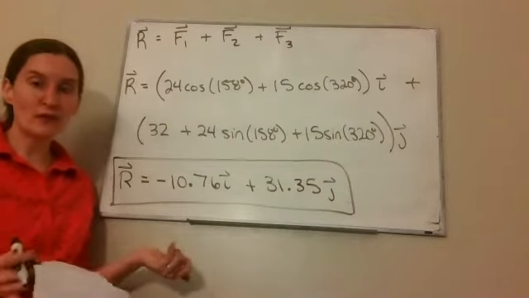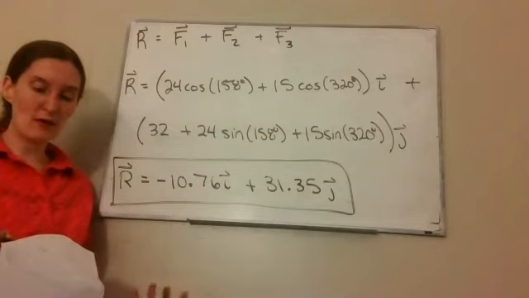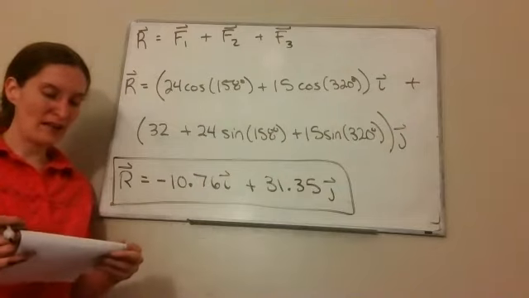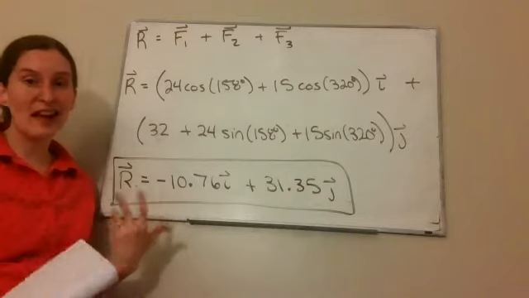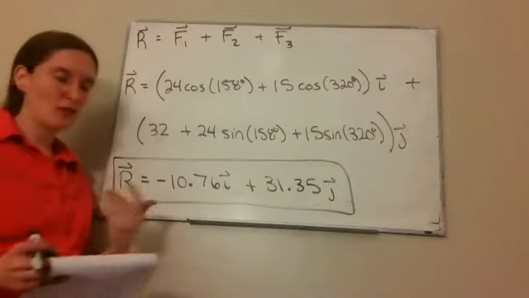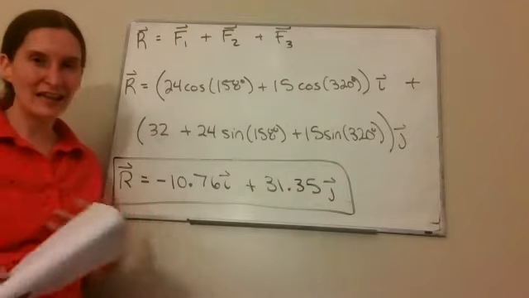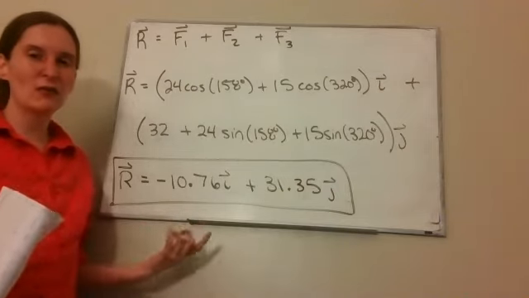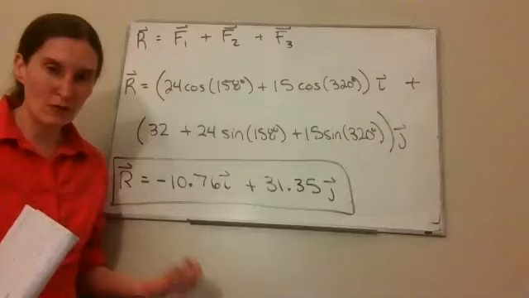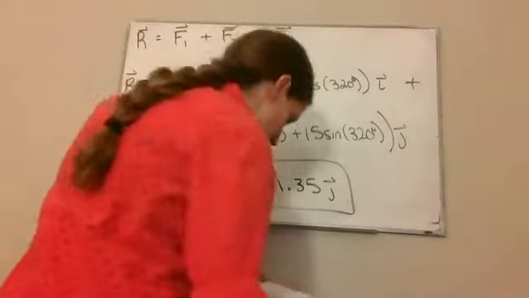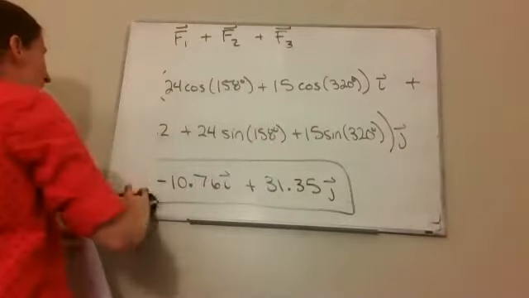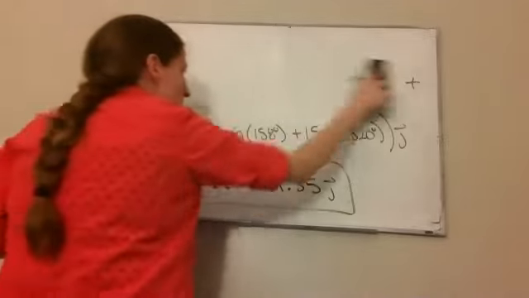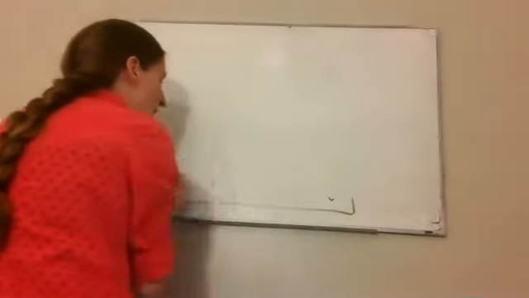Now, if this resulting force happened to equal 0, that would be when we say that our object is in static equilibrium. So if you see something describing static equilibrium, that means all of the forces added together result in a zero vector. Let's do an example where we have static equilibrium.